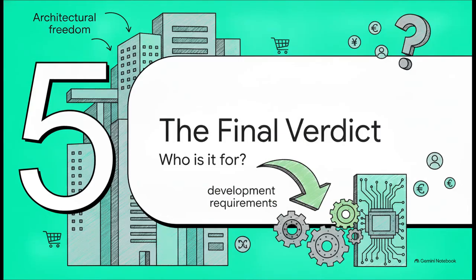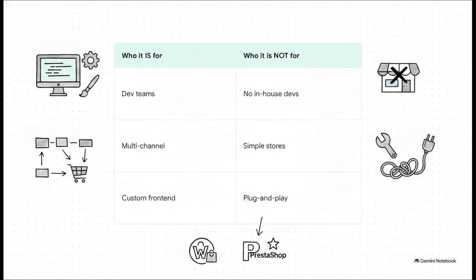Let's wrap things up with Section 5, the final verdict. So we've looked at the incredible architectural freedom and we've talked about the hefty development requirements. Who is this actually for? Well, this table distills it cleanly into a binary recommendation.